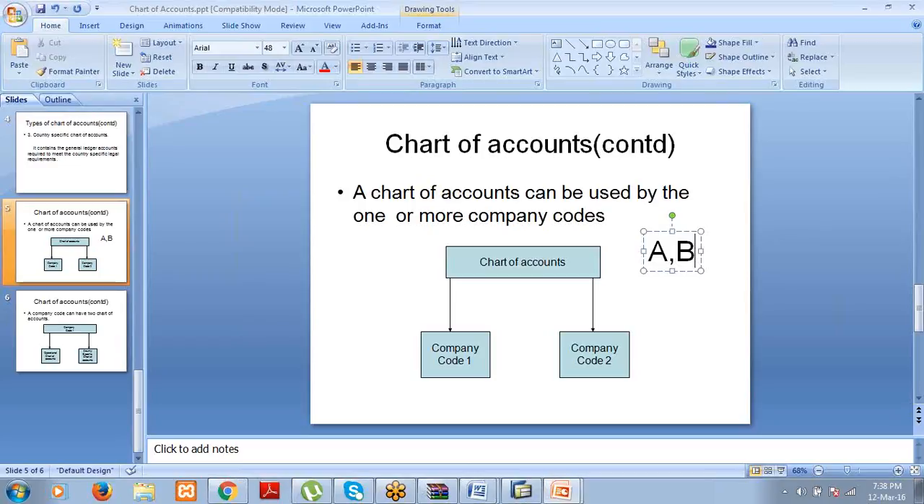In order to enable several company codes to use the same chart of accounts, two conditions must be satisfied. All the company codes should be in the same country and all the company codes should be in the same nature of business. I hope it is clear to everybody.